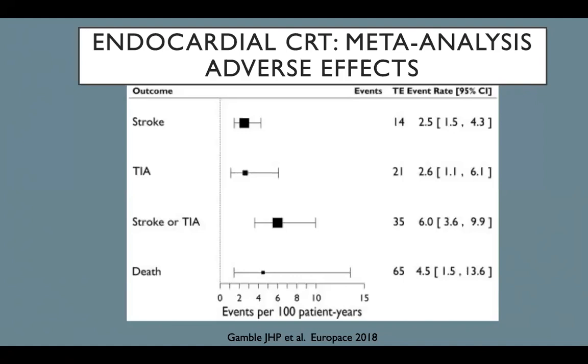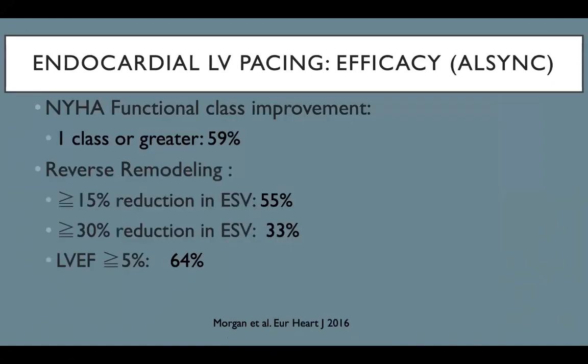However, the efficacy is very good. People achieving New York Heart Association functional class 1 or 0 was about 60%. Reverse remodeling was 55% by our standard definition of greater than 15% reduction in the end systolic volume index. The super responders, defined by greater than 30% reduction in systolic volume, were fully 1/3 of the patients, which is very impressive. And these are people who were initially not responders to CRT in many cases. And a left ventricular ejection fraction greater than or equal to 5% was also impressive, nearly 2/3.